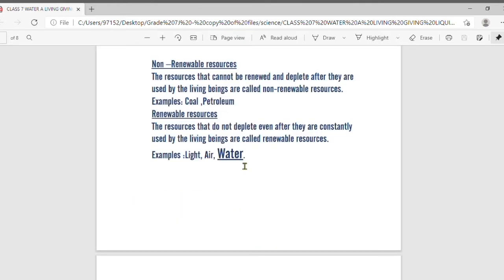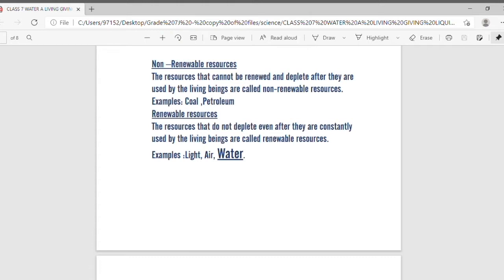Hello children, now let's learn about non-renewable resources. The resources that cannot be renewed and deplete after they are used by the living beings are called non-renewable resources. Deplete, they get used up. So once they are used up, we won't be able to find them on planet Earth. What are the examples? Coal and petroleum. Coal and petroleum are formed by dead and decaying plant matter and they take millions of years to form.